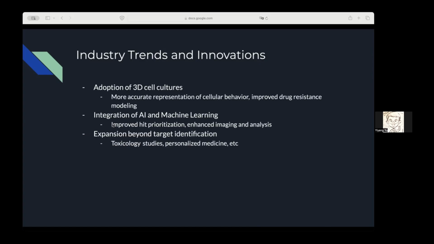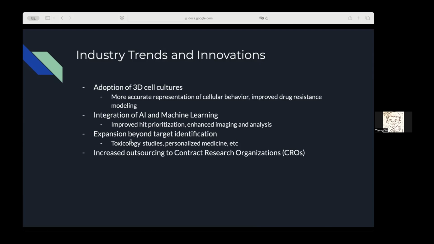As for the expansion beyond target identification, previously most HTS were applied for target identification, but now it's no longer limited to that, and also applies to various stages of drug discovery and development, including but not limited to toxicology studies, formulation optimization, and personalized medicine.